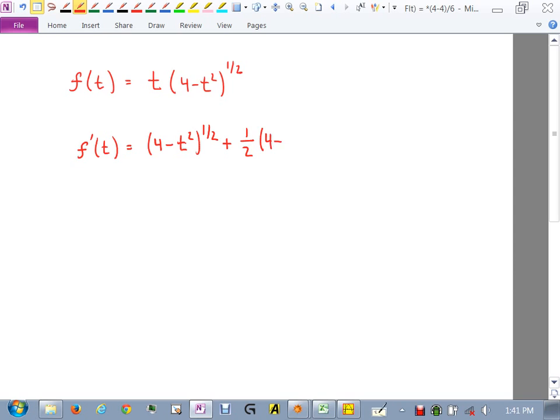If you take the original function and you're saying rewrite the square root as 4 minus t squared to the 1/2 and do the derivative this way, the derivative would be 1, so I don't need to write it. It'll be 4 minus t squared to the 1/2 plus what? 1/2 times 4 minus t squared to the negative 1/2 times negative 2t times t. And that's the same exact thing.